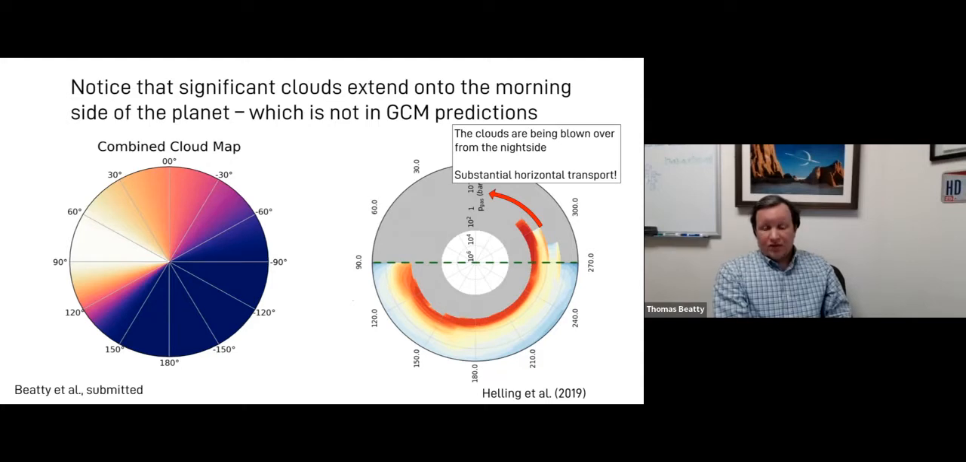So what this means is we're seeing evidence for this horizontal transport. Remember I said that in these GCM models, it's very hard to include horizontal transport because the clouds are added after the fact. The fact that we're seeing significant clouds on the day side, in the morning in particular, where temperatures should be too hot for these clouds to exist, indicates that these clouds are being blown over onto the day side. Meaning that even for hot planets, we have night side clouds, and we even have some clouds likely on the day side that are being blown over from the night side.